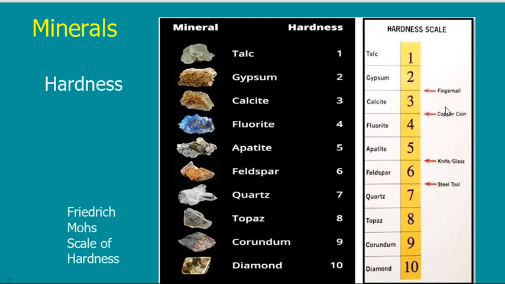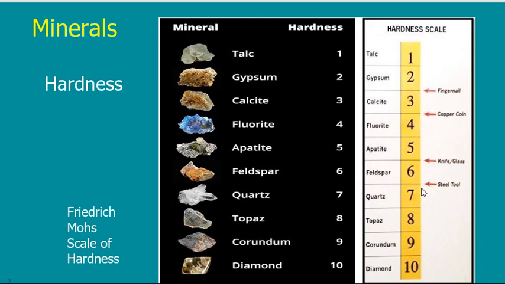If I can scratch it with a copper coin, if you have a coin and you can scratch it, of course, a coin is harder than your fingernail. So if you can scratch it with a copper coin, it is between 3 and 4. If you can scratch it with a knife or the edge of a glass piece, then it is between 5 and 6. If you can scratch it with a steel tool from the side, if you get any steel tool and you can scratch it, it is between 6 and 7.